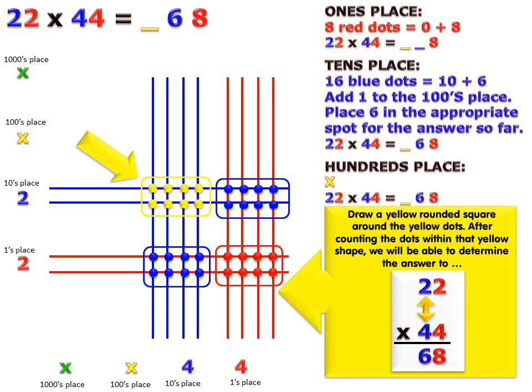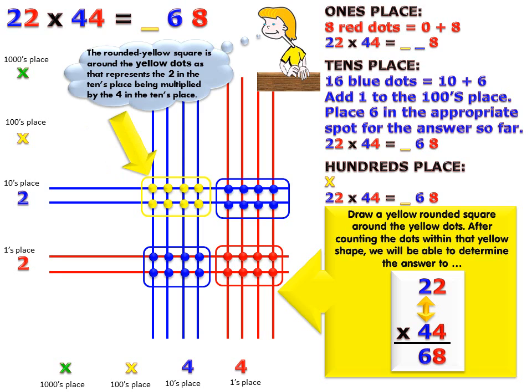Draw a yellow rounded square around the yellow dots. After counting the dots within that yellow shape, we will be able to determine the answer to 4 in the tens place times 2 in the tens place.